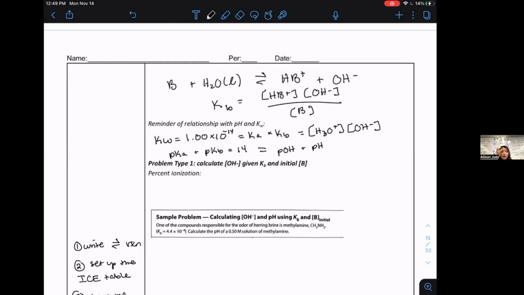So for problem type 1, we definitely still have a percent ionization that we can apply. As long as the percent ionization is less than 5%, you can assume for problem type 1 that the change in initial concentration is negligible. Initial concentration of your base source, negligible.